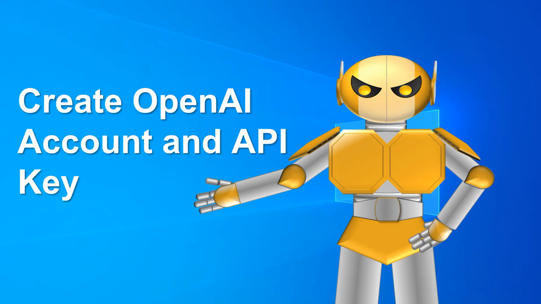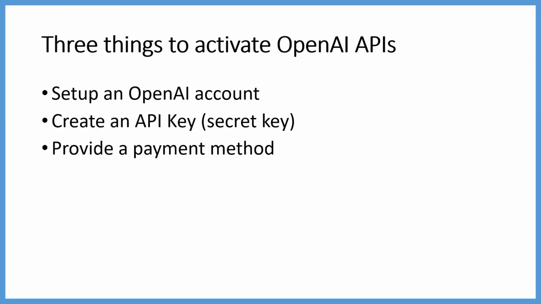Okay guys, to use the APIs provided by OpenAI, we need two things. Well, actually three things. The first one is to set up an account to log into OpenAI. The second thing is to create an API key, or the so-called secret key, which will be used to make a safe connection to OpenAI, as well as to distinguish your connection from others. And the last thing is to provide a payment method.